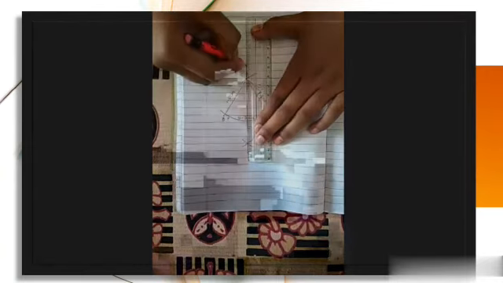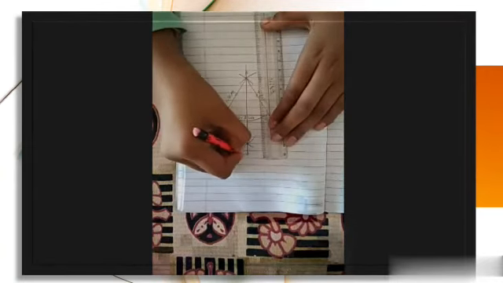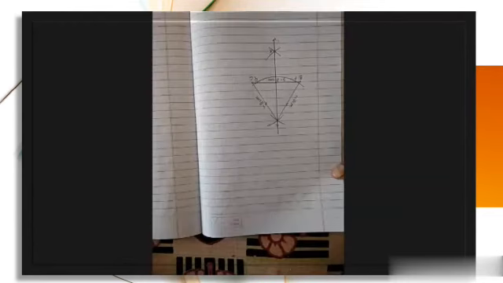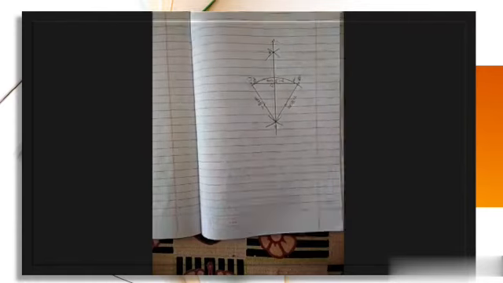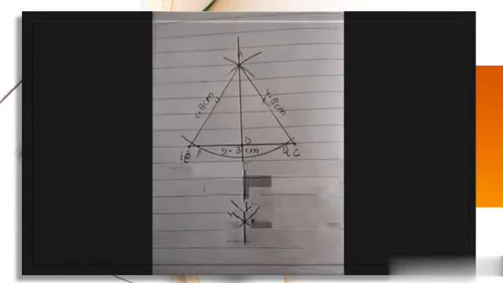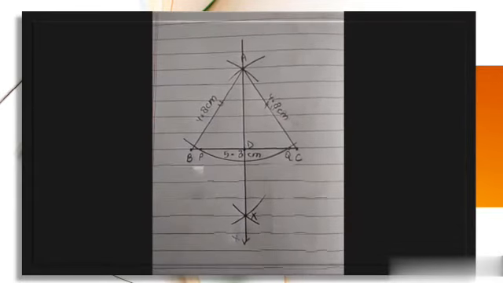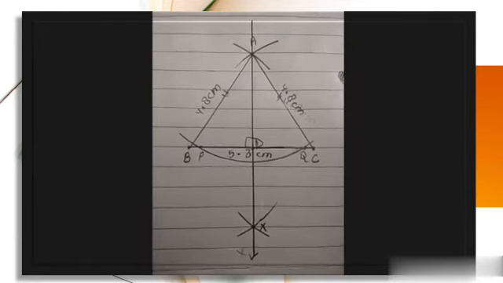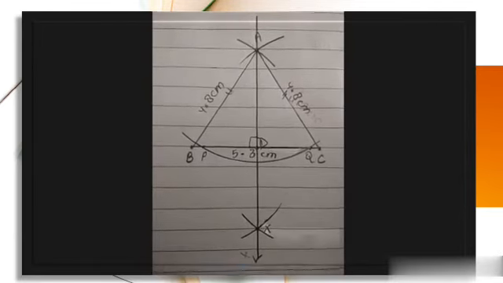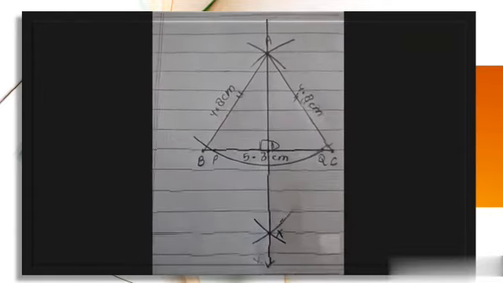Join this AX and this will pass through. Join this AX and which will cut BC at D, and in this way you are getting required perpendicular. AD is perpendicular BC. So in this way this is required triangle ABC in which AD is perpendicular to BC.